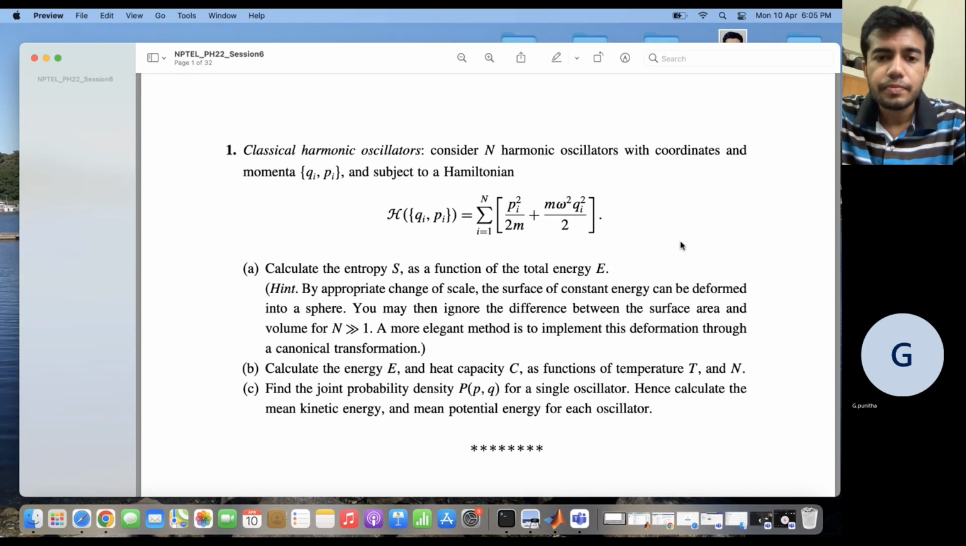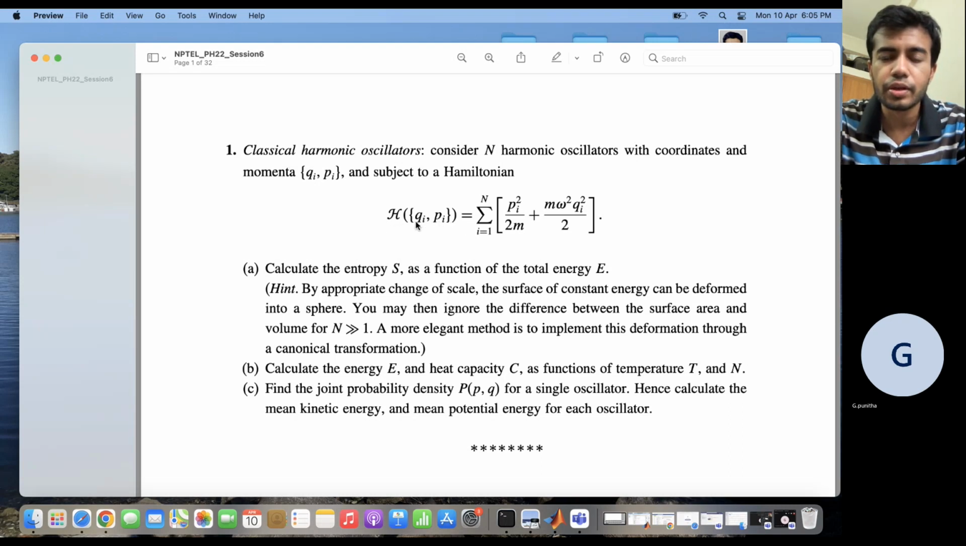So here is the first problem for today. Consider classical harmonic oscillators. Consider that there are N harmonic oscillators with coordinates and momentum given by Qi and Pi. Qi are the coordinates of the ith oscillator and Pi is the momentum of the ith oscillator, and the energy of the ith oscillator is given by this Hamiltonian.